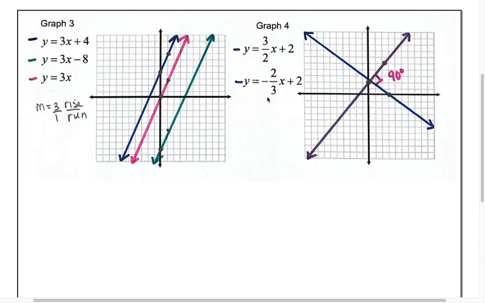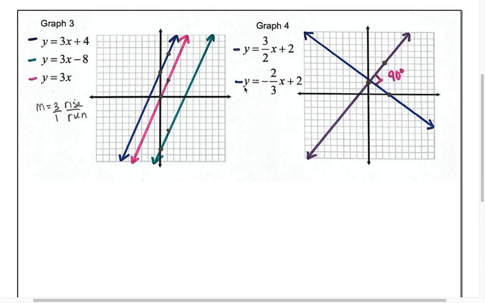Okay? And this one's a neat one too. Graph number 4. I had you graph the lines. So the purple one right here is y equals 3 over 2x plus 2. So I put my y-intercept at 2, and then I went up 3 and over 2 to come up with another point, and then I sketched my line through that.